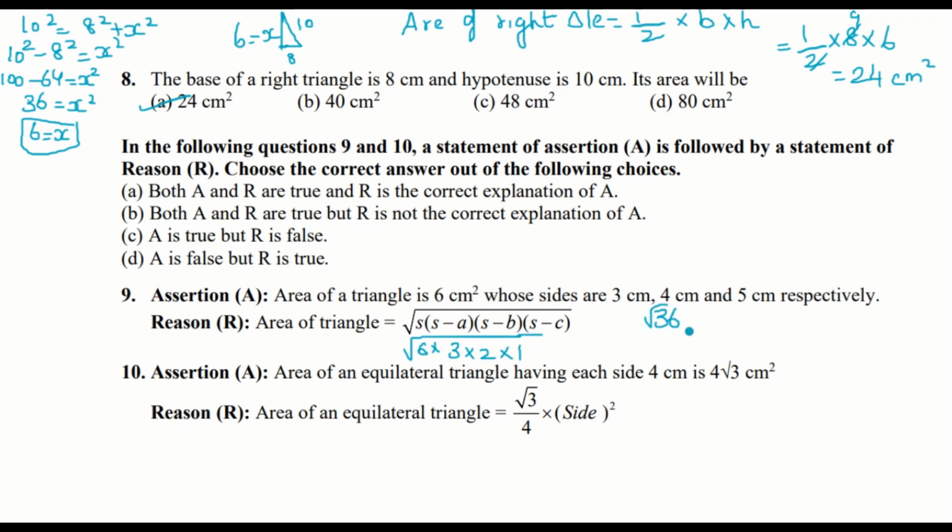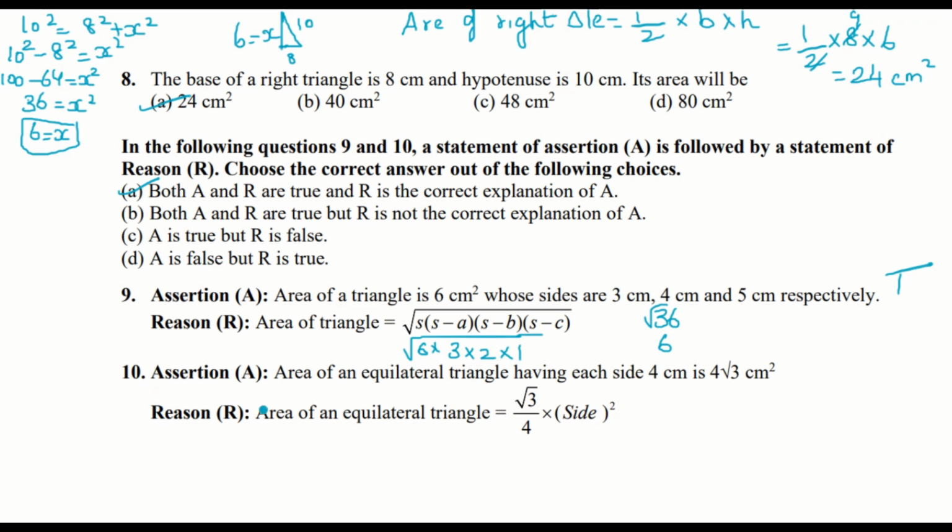Then yes, if you multiply all these, it's 36. Then square root of 36 is 6. So area is 6 centimeter square. So this is true, as well as the formula given is true. So both are true, hence the option A. Both A and R are true and R is the correct explanation of A.